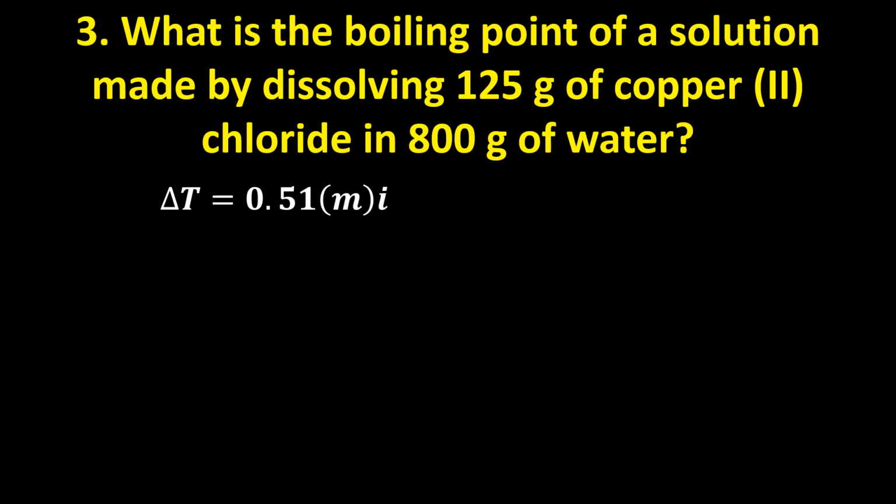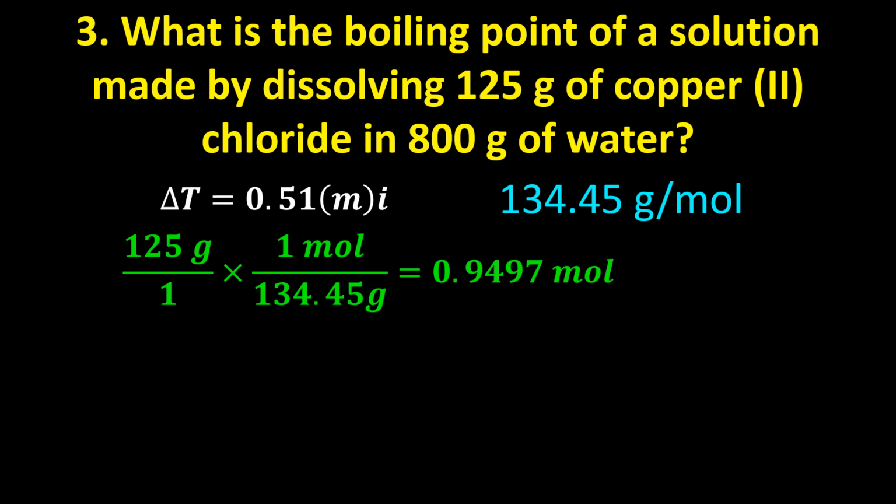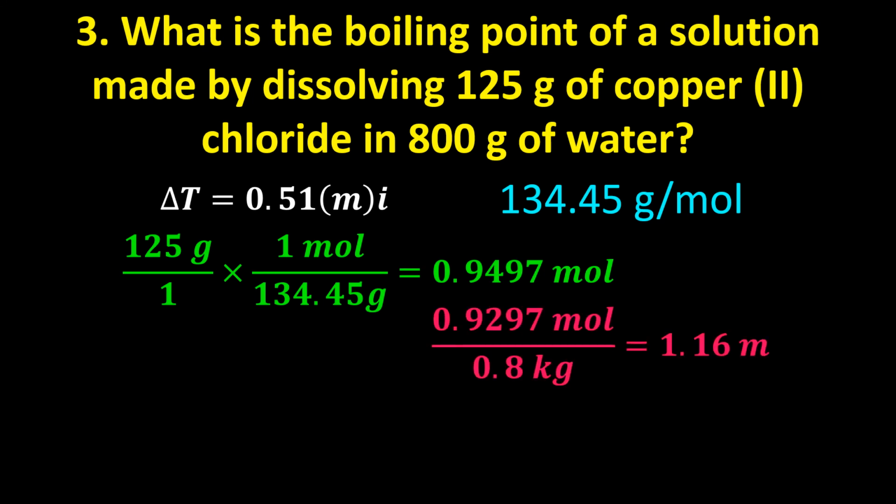So that just leaves the molality, the little m. The molar mass of copper(II) chloride is 134.45 grams per mole. So what we can do is convert that to moles, and then take that number of moles divided by the number of kilograms of water. We'll take the 800 grams, move the decimal place over 3 spots to get 0.8 kilograms of water. That's what we'll divide by to find 1.16 molal.